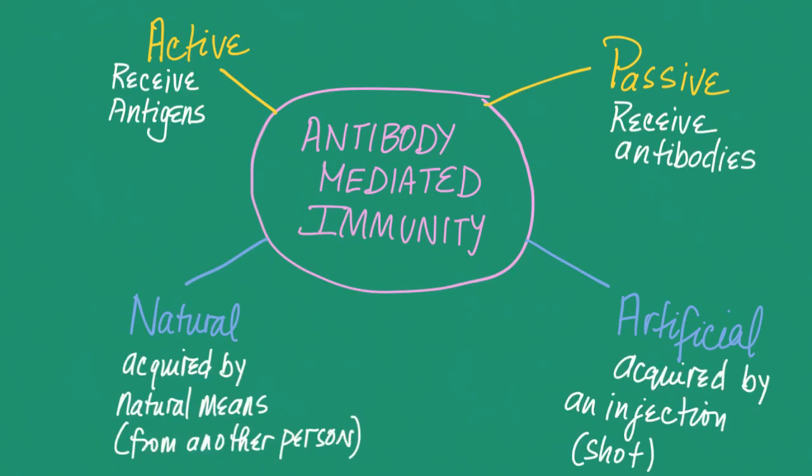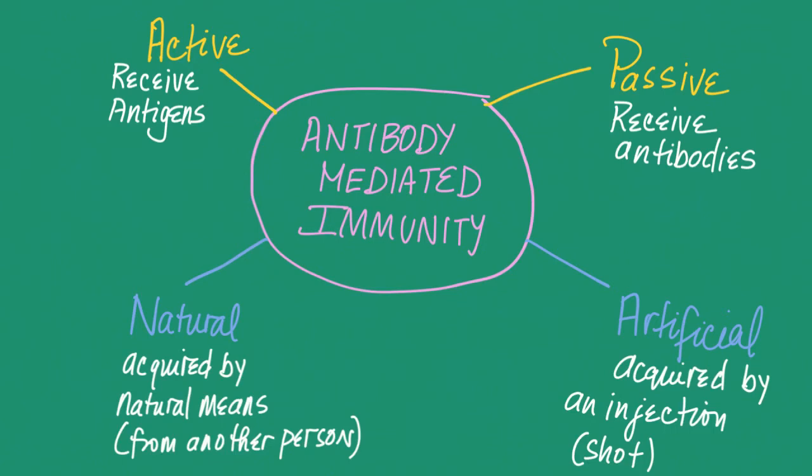Natural means it's obvious, you got it from someone else. Artificial is also easy, you got a shot. If you got an injection, then it's artificial. The active and passive are less straightforward. If it's active, it means that you received antigens. If it's passive, it means that you received antibodies.